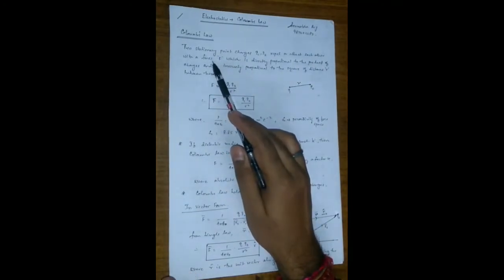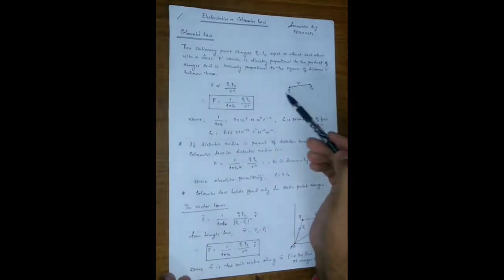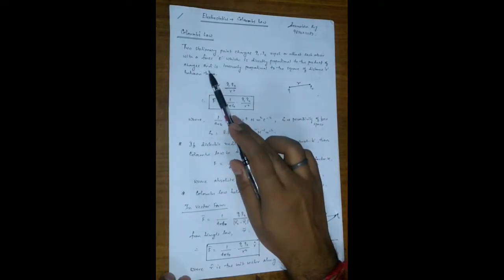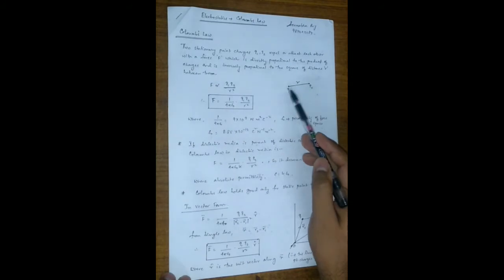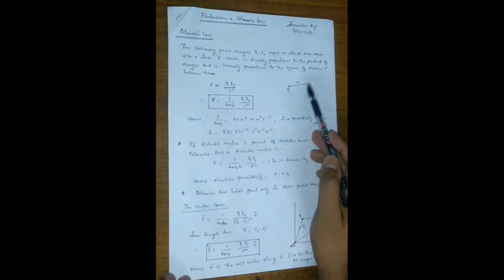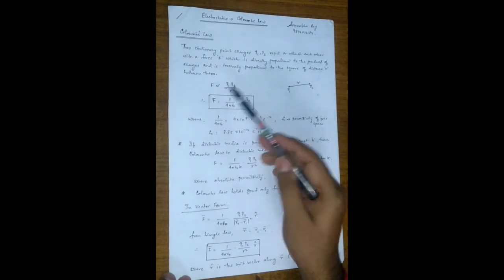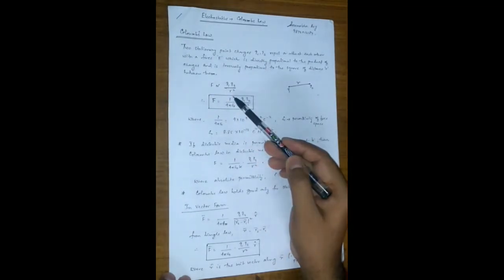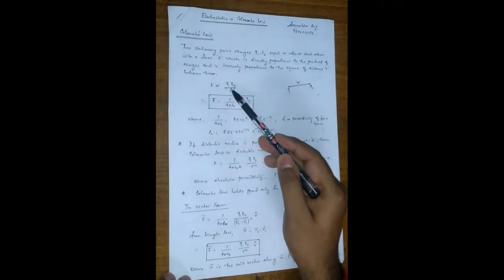The Coulomb force is directly proportional to the product of these two charges, and is inversely proportional to the square of the separation between the two charges. So F is proportional to Q1 Q2, and F is proportional to 1 by r square. Combining, we get F proportional to Q1 Q2 by r square.